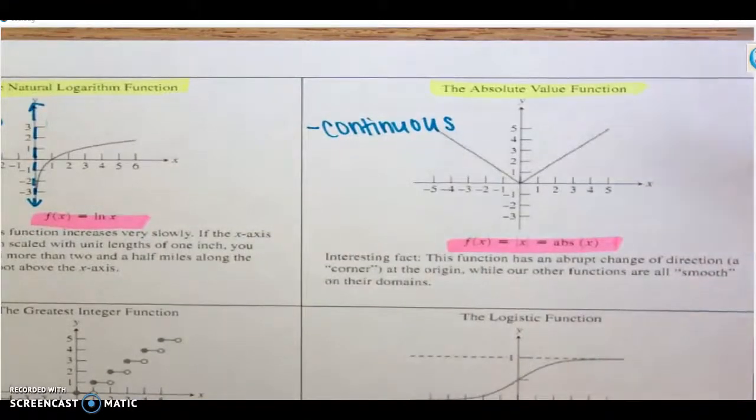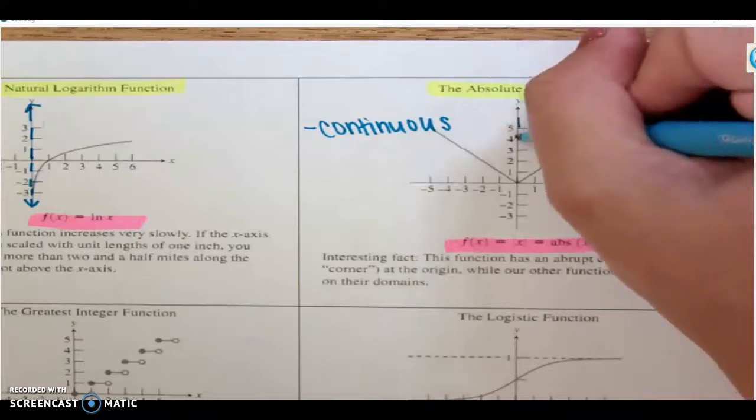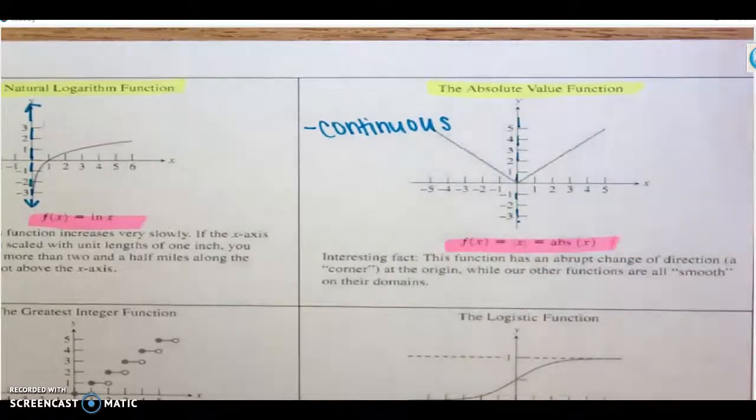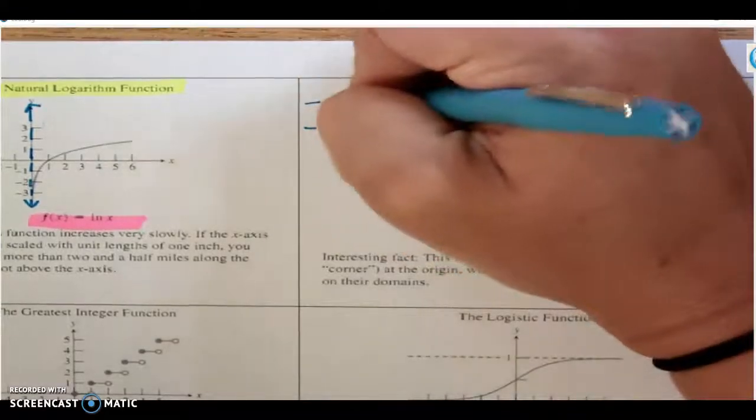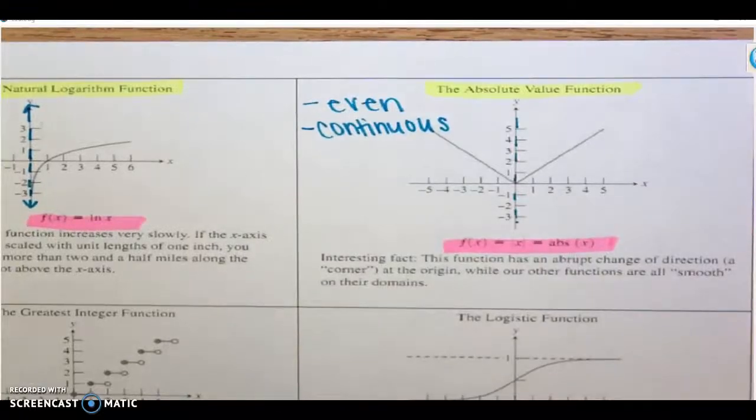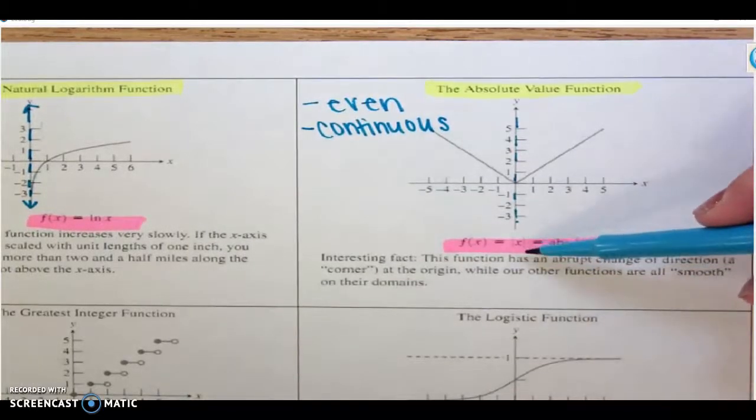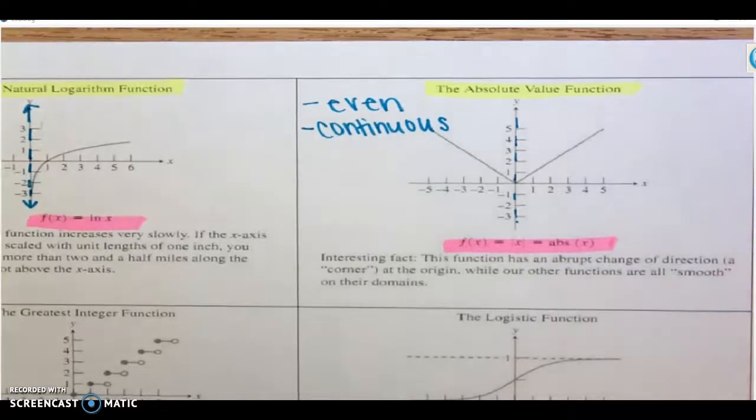Okay, so even, odd, or neither. So this one is symmetric about the y-axis. So this is going to be even. Also, if you did the algebraic test, if you plugged in negative x to the absolute value, that would make it positive x, so it would be the same as you started out with.